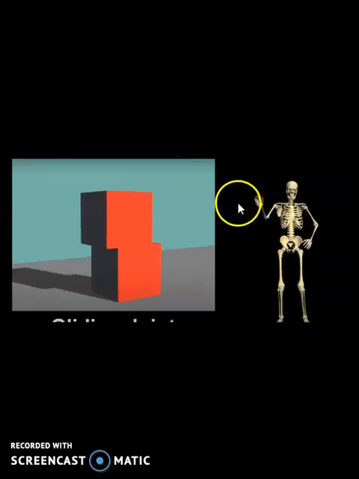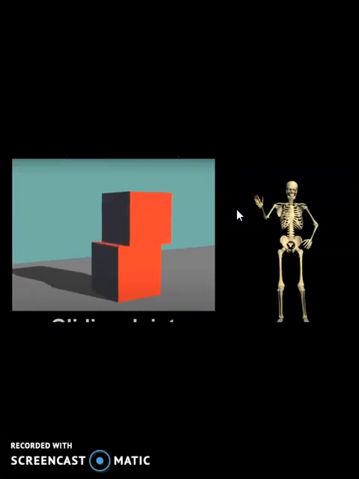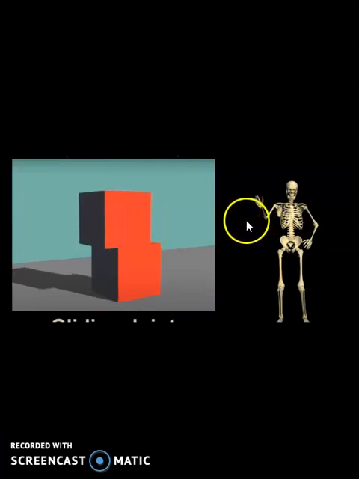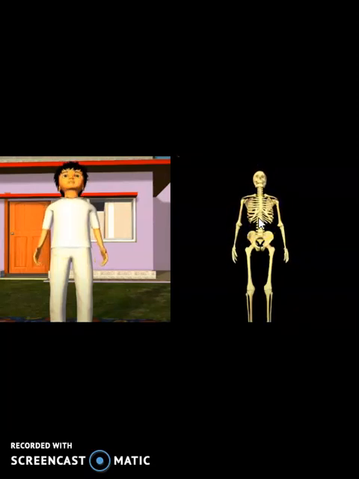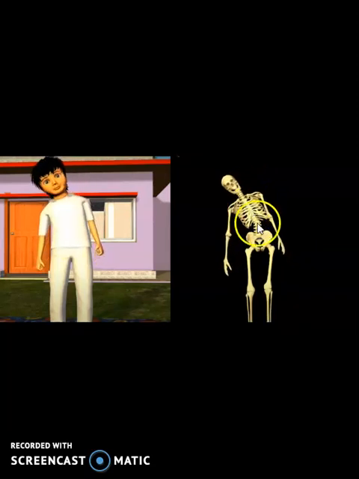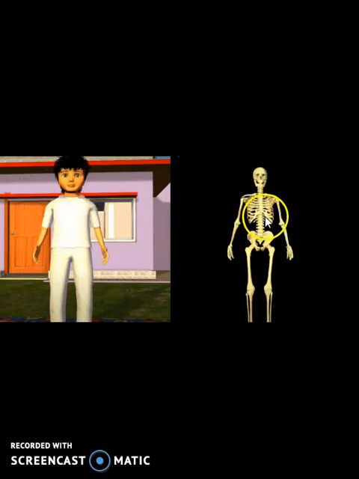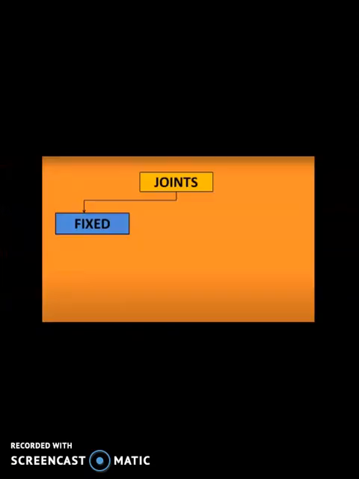Last is the gliding joint, how it smoothly glides, that is, smoothly moves. That is the gliding joint. It is present in the wrist, ankle and even in the backbone. Here in the backbone it can be shown, how it moves slightly. Here you can see the wrist. So these were the joints which we studied today.